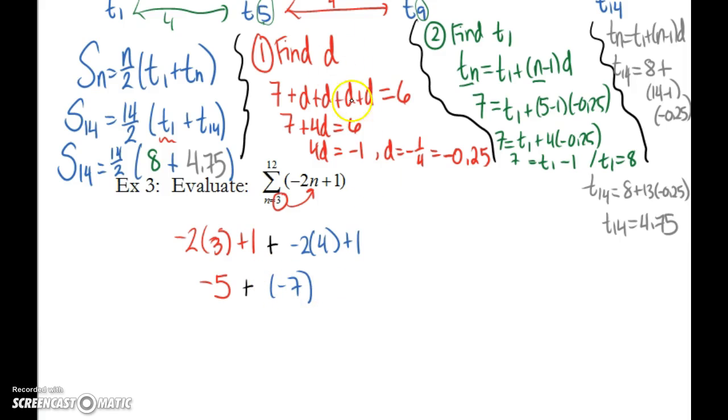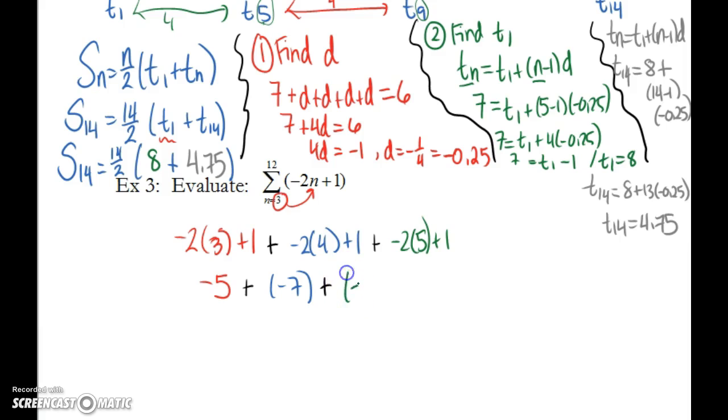And then we can plug in our next value for n. So we had n equals 3, n equals 4. Now we're going to plug in 5. And, whoops, the parentheses go there. And that's negative 10 plus 1, or negative 9.